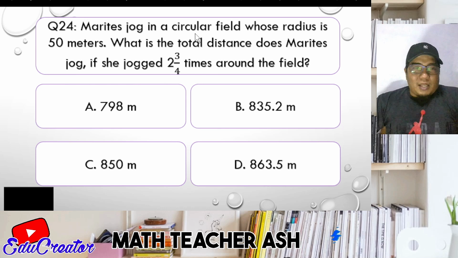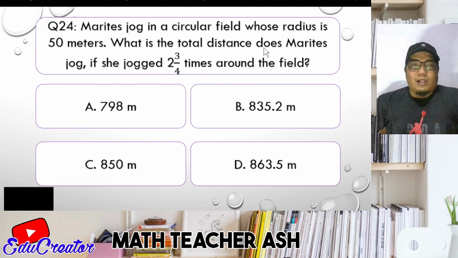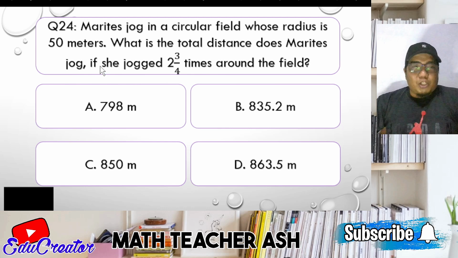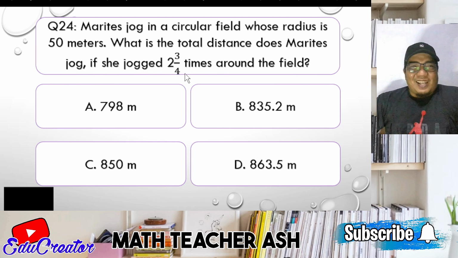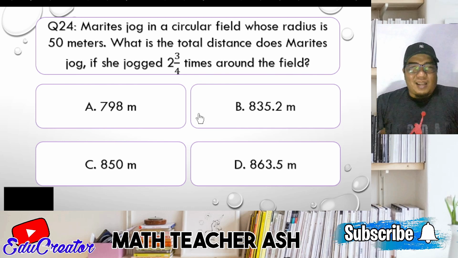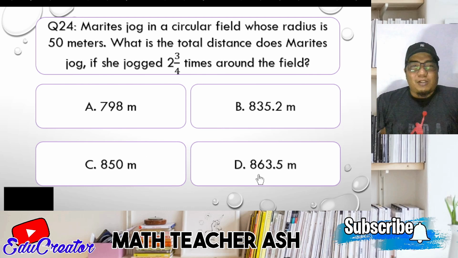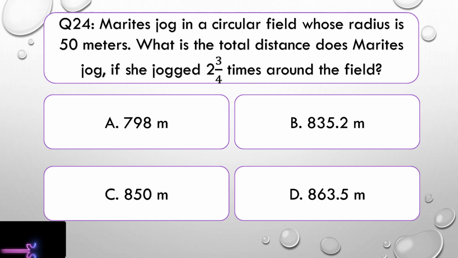Now, let us go to question number 24. Marites jogs in a circular field whose radius is 50 meters. What is the total distance Marites covers if she jogged 2 and 3/4 times around the field? Is it A, 798 meters, B, 835.2 meters, C, 850 meters, or D, 863.5 meters? I'll give you 5 seconds to finalize your answer.